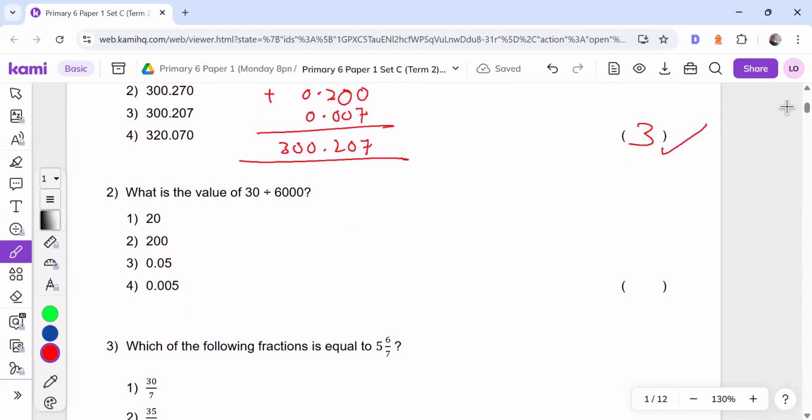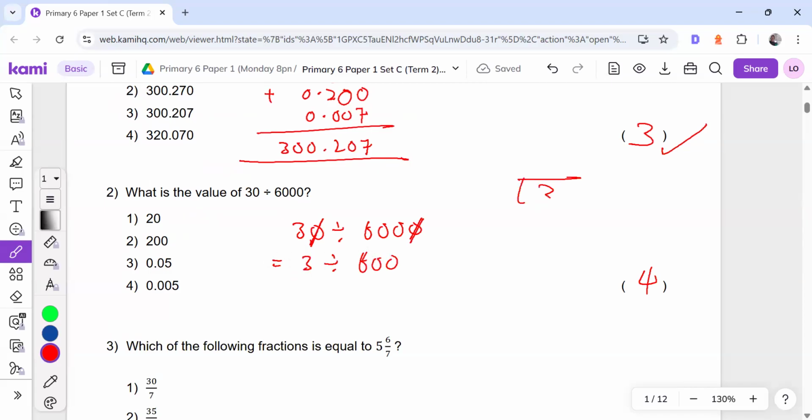What is the value of 30 divided by 6,000? The answer is 4, and you can't use a calculator. And if you get the answer wrong because you forgot how to divide and how to make the numbers smaller, you divide by 10, right? Cancel one zero, cancel another zero on the other side to make the number smaller. So you have 3 divided by 600.